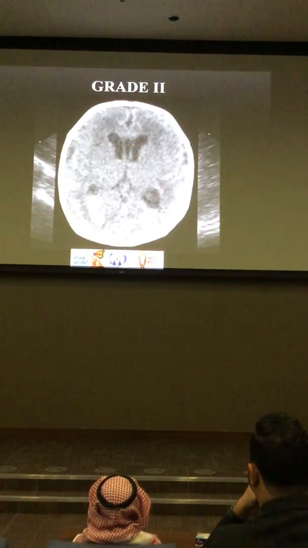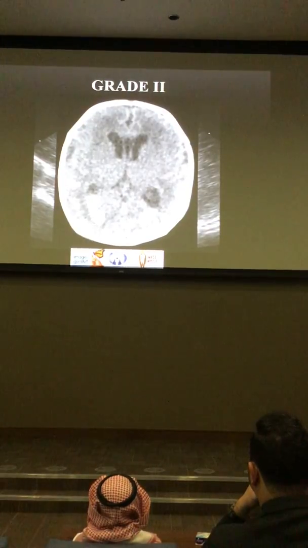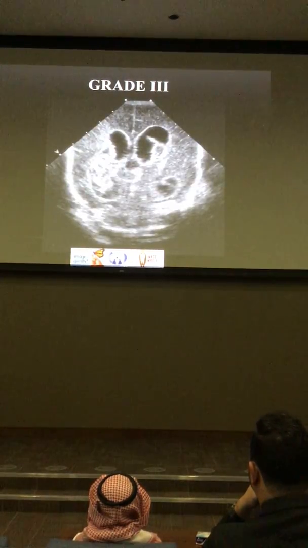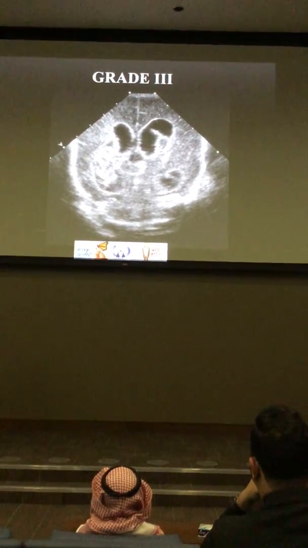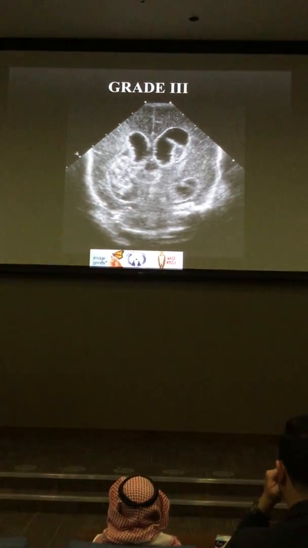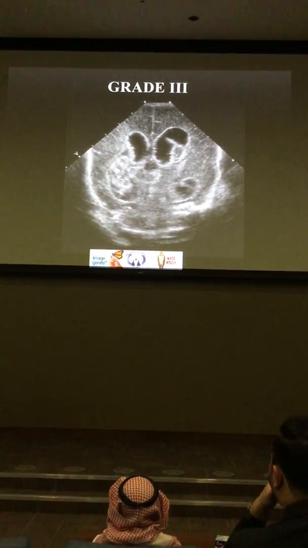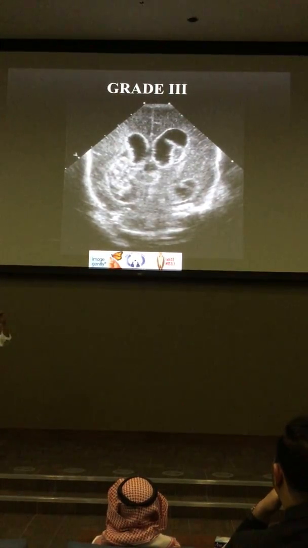This is how they look on CT scan: bleeding or clots in the occipital horns with no dilatation. Now, grade 3 is when you have hemorrhage plus dilatation. What does dilatation mean? What is our reference for dilatation? When do we say the ventricle is dilated or not? It's from the frontal horn width, yes.